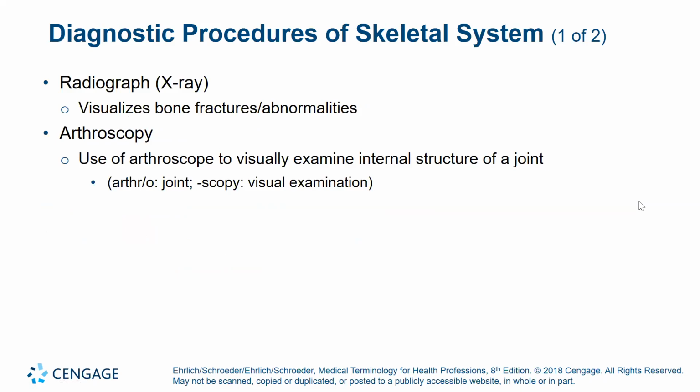Diagnostic procedures of the skeletal system. Radiograph, which isn't just an x-ray. Arthroscopy, scopy. Arthro is joint, scopy is visual examination. So this is visual examination of a joint. And here you use a scope.